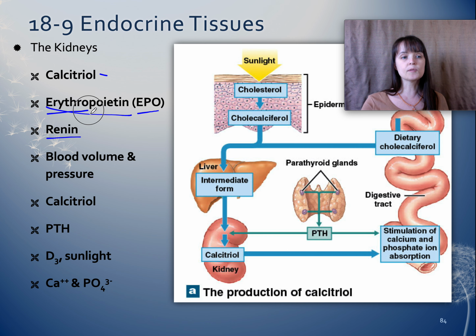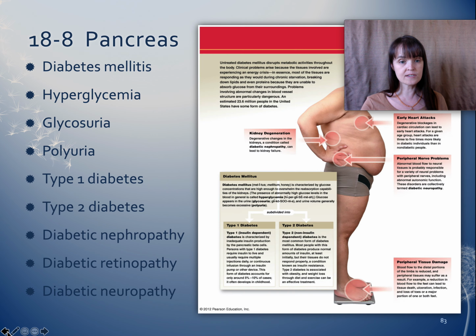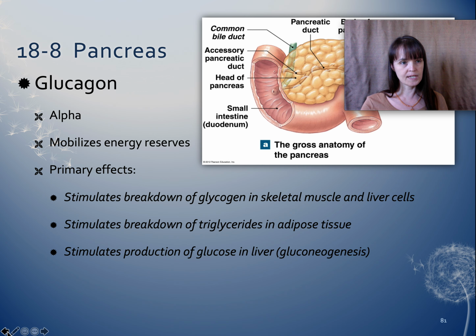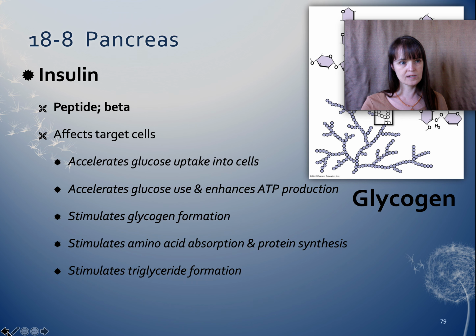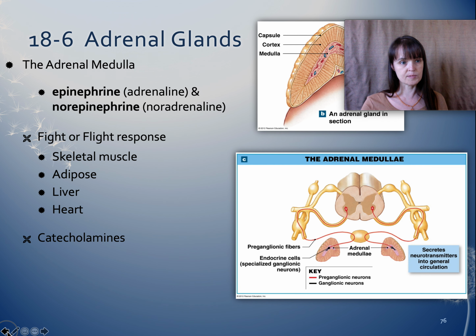So an erythrocyte is a red blood cell, RBC for red blood cell. So erythropoietin is the hormone that makes you make more red blood cells. And then renin is an enzyme that starts the renin-angiotensin-aldosterone system, which we talked about briefly.